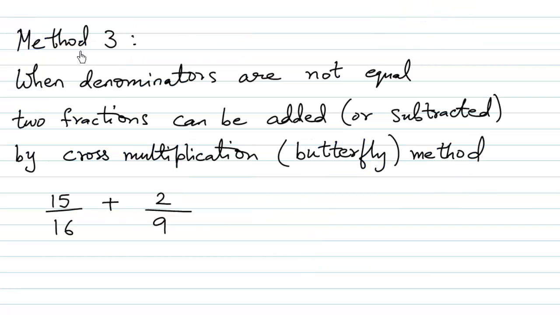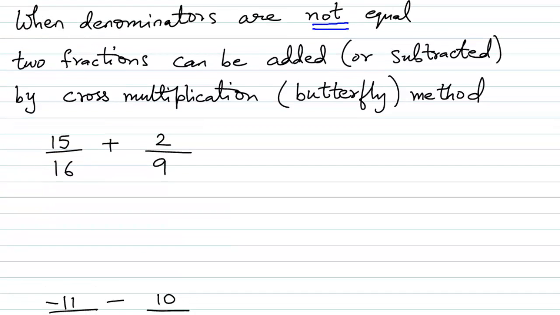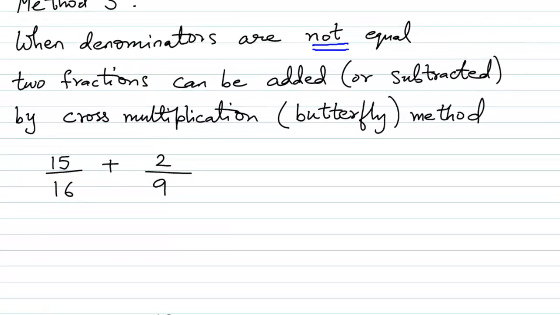And another method, method number 3, when denominators are not equal, again not equal, we can take two fractions at a time and we can add or subtract two fractions at a time by cross multiplication method or by butterfly method. We shall call this method butterfly method. So let us see what actually is this cross multiplication or butterfly method. So you can observe over here the denominator is 16 and 9 and they are not equal.